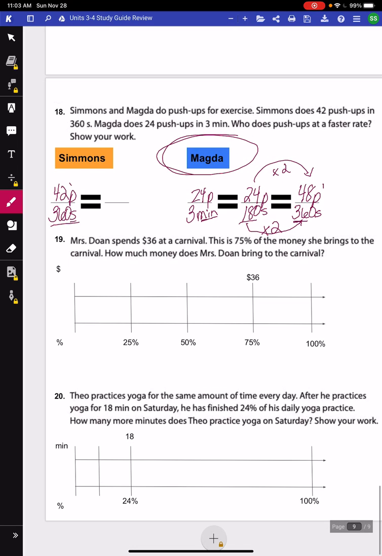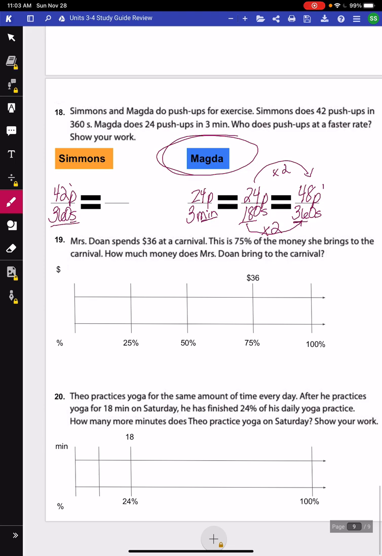Number 19, Miss Doan spends $36 at a carnival. This is 75% of the money she brings to the carnival. How much money does Miss Doan bring to the carnival? Well, we know that $36 equals 75%. And I can't really go from 75 to 100 easily. So I've got to work my way down to 25%. Because 75 divided by 3 gives me 25. What I do to the bottom, do to the top. So 36 divided by 3 gives me $12.